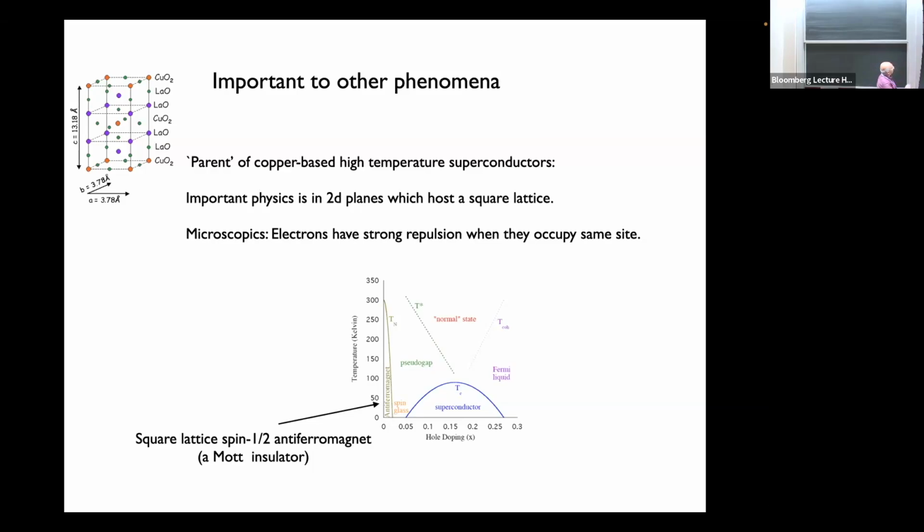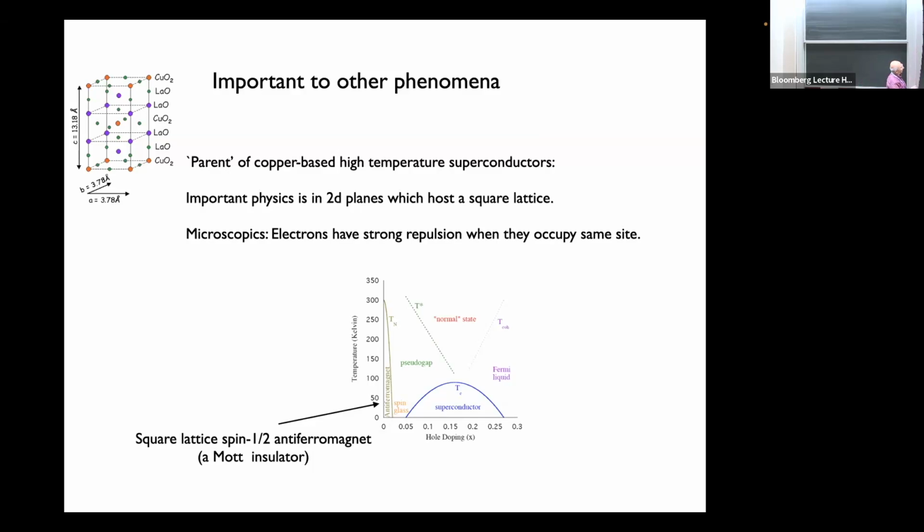So these materials start their lives off as insulators. First of all, it's known that the important physics in these systems lives in two-dimensional planes. In each two-dimensional plane, the electrons move on a square lattice. So we can forget about all the other complications, the infinite number of layers, the three-dimensional structure, and focus on two-dimensional structures, 2D square lattices.